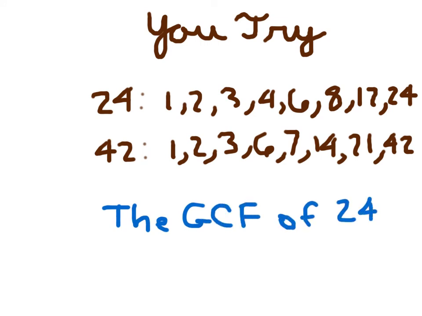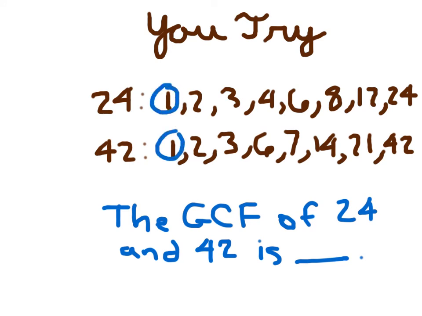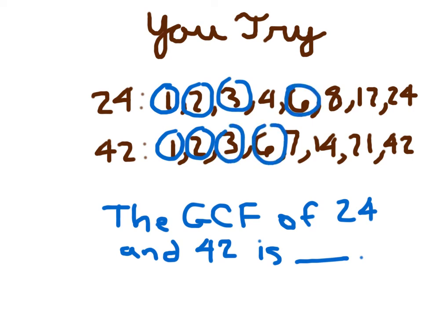Now the next step, maybe you went through and finished it and just said the GCF of 24 and 42 is... The next step was to find those common factors. 1, 1, 2, 2, 3, 3, 6, 6. And that looks like it's it. 8, nope. 12, nope. 24, nope. They're not common. So the greatest common factor is 6.